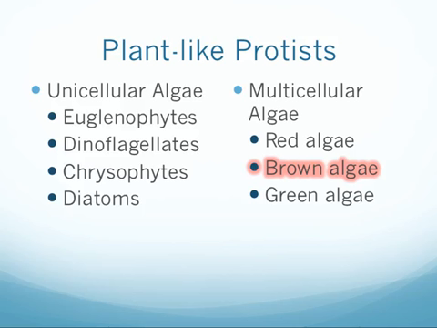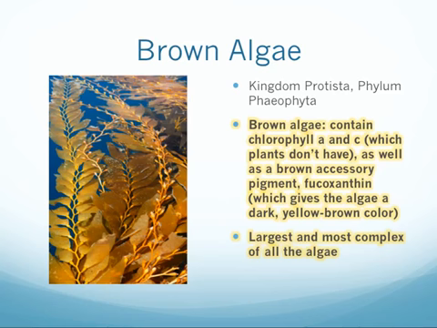Our next group is brown algae. Brown algae is again a protist. It's in phylum Phaeophyta. And they contain chlorophyll A and C, which plants don't have, as well as a brown accessory pigment called fucoxanthin, which gives the algae a dark yellow-brown color. They are the largest and most complex of all the algae. If you've ever been on a beach, you've probably been trapped or walked through brown algae.